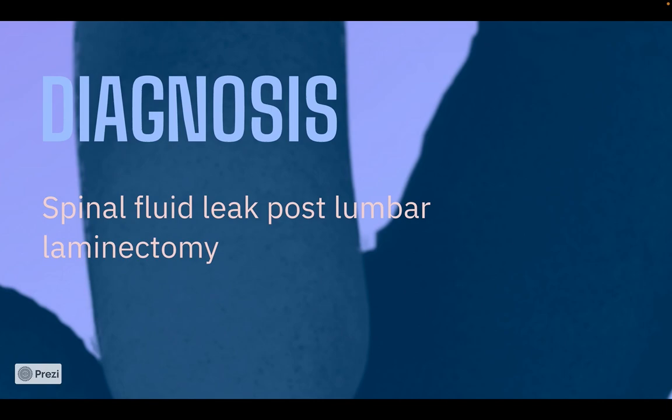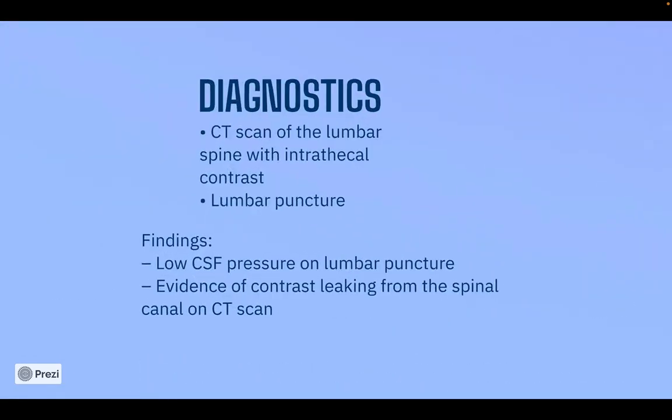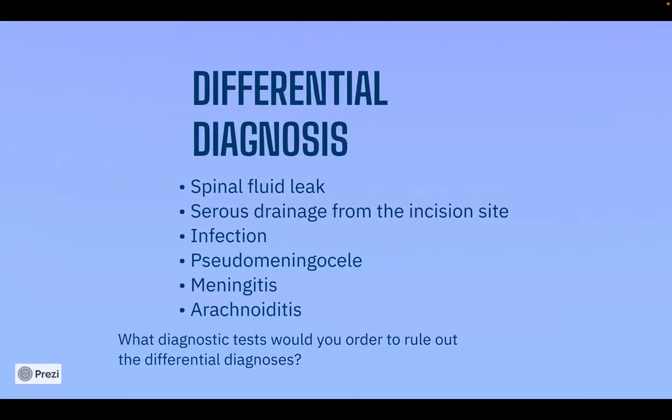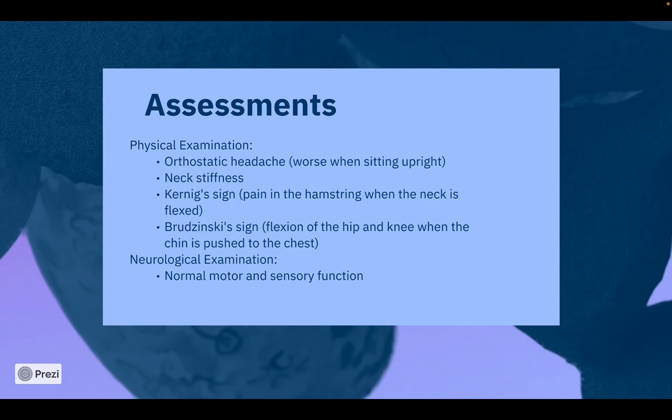So if we go back to our assessment, we can dissect it now and put together some of these puzzle pieces. Let's reflect. Our patient complained of a headache, which was worse when sitting upright. This is called an orthostatic headache. When the patient sits upright, CSF pressure in the spinal canal decreases. This can cause a CSF leak to enlarge and put pressure on the dura mater, the membrane surrounding the spinal cord and the nerve roots. All of that pressure can cause a headache.